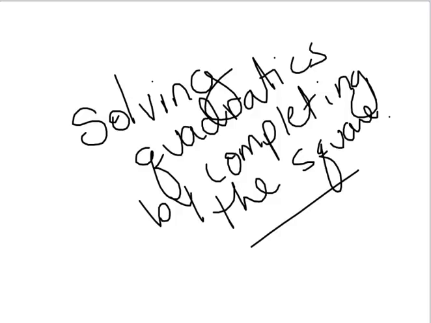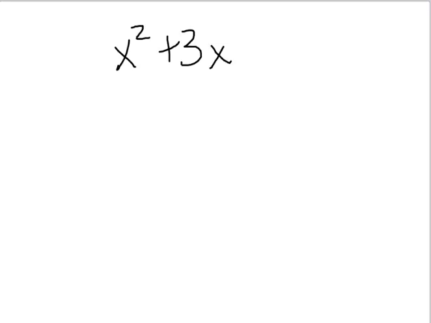Okay, now that we know how to complete the square, we're going to solve quadratics by completing the square. So remember, if we had x squared plus 3x plus blank, and we want to make it a perfect square, we're going to put 3 over 2 squared. So let's look at an actual equation that we need to solve.